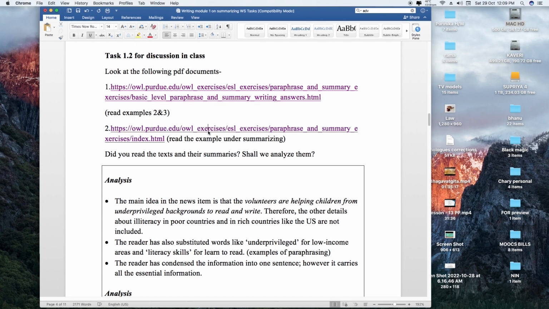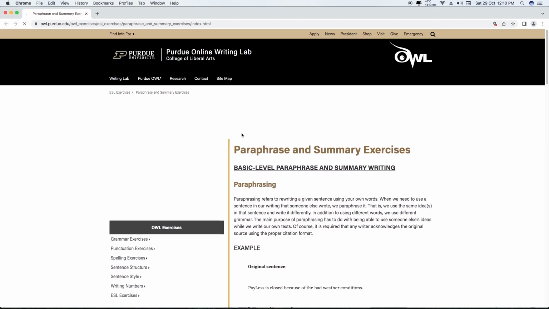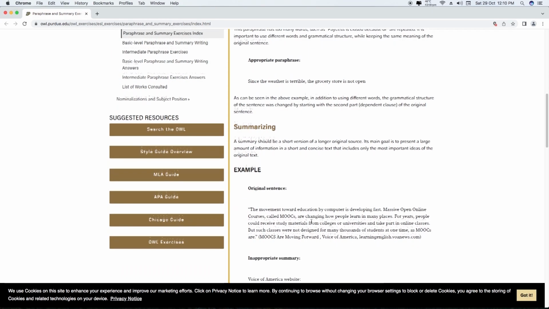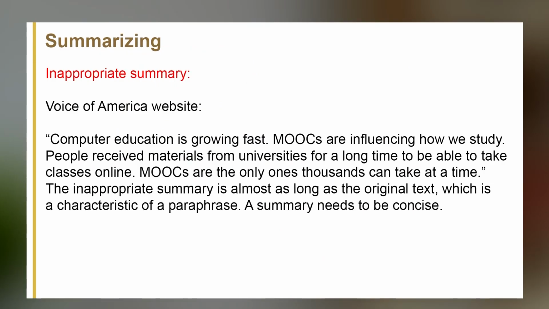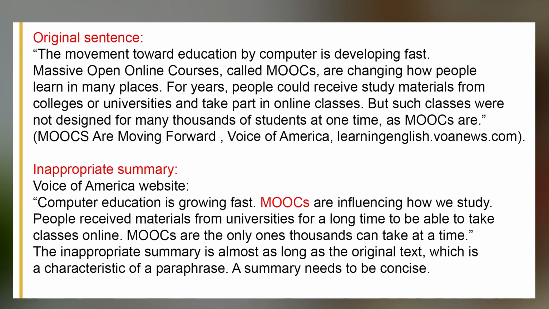Now let's move on to the second PDF document, shall we? Go to the section called Summary again and read the sentence on MOOCs and the inappropriate summary given there. After this, take a look at the analysis given here. The focus of the original text is on MOOCs and its growing popularity, and that is the main idea. If you look at the original text and the summary, the length is similar. Whereas we have already discussed this, we have said that summary needs to be shorter than the original text.